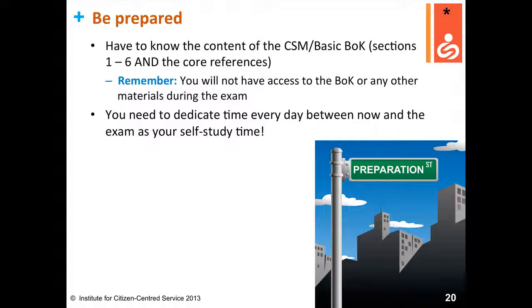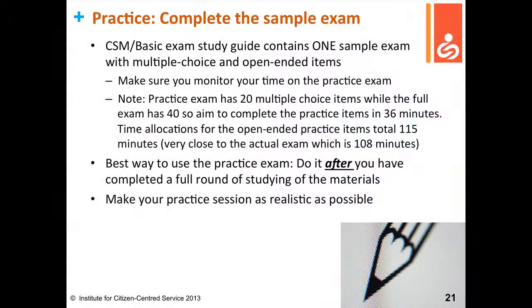Okay, so tip number 1 is be prepared. Study, study, study, and study some more. The second tip is do complete the practice exam. The study guide is going to have pages that will review all of the things that we're talking about this morning, but it will also include one practice exam, but just one. So don't go and have a look at that straight away.